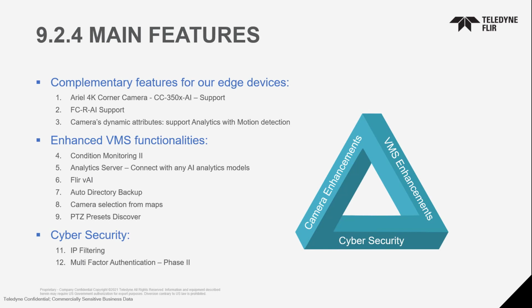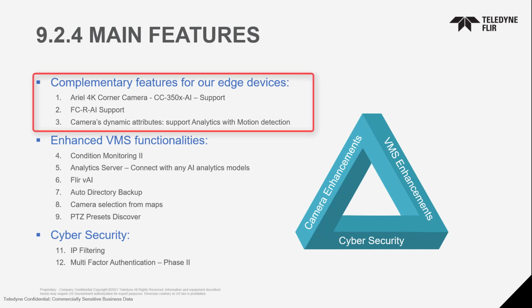As before, each quarter we follow the same plan, starting at the top here with the complementary features for cameras, followed by some new enhanced features and functionalities in our Latitude VMS, and then closing out with a couple of new cybersecurity defense layers. So up at the top here with this UVMS release, we now have support for the aerial 4K camera, further VMS support for the FCR AI functions, and also a new dynamic attribute that we've added using the same JSON functions that we started using back in the 9.2.3 release in order to expand or add camera functionality without having to change the Latitude code itself.